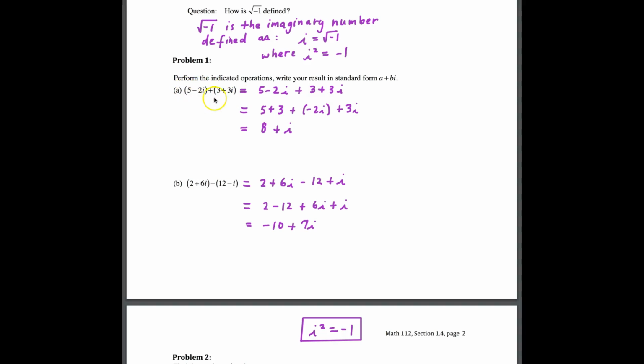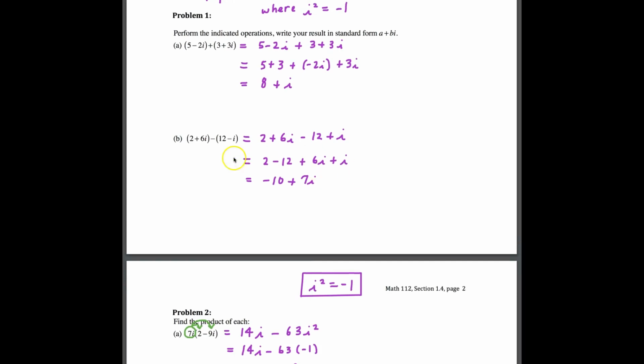We can actually drop the parentheses, right, and thus rewrite the first line. And then in the second line, I'm just showing you how we can put together the real parts, which is the 5 plus 3, and then we can group together the imaginary parts, which is negative 2i plus 3i. So we get 8. If I add negative 2 plus 3, that's a positive 1 times i. So we'd have a 1i. So our answer is 8 plus i.